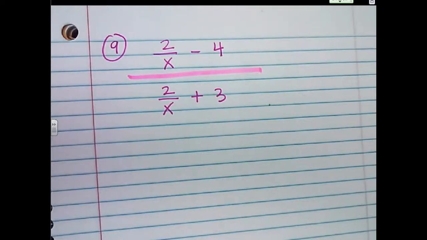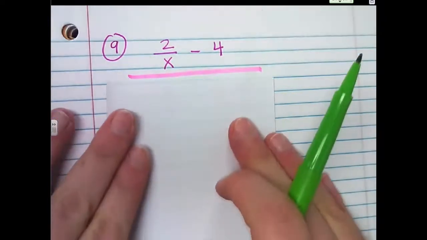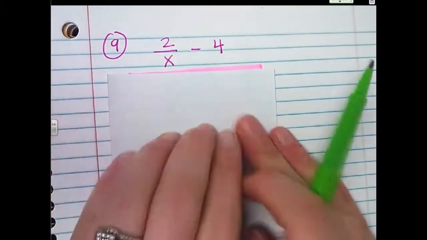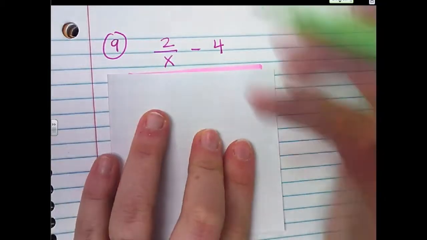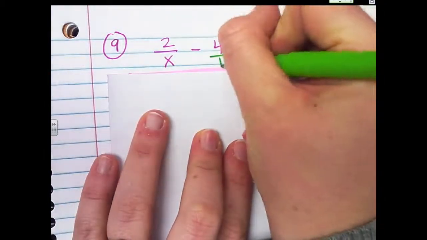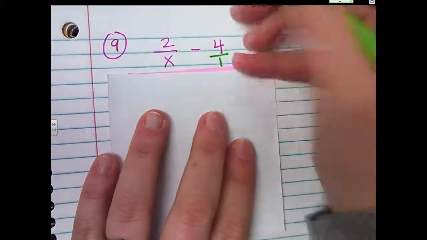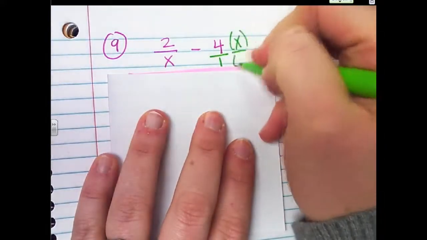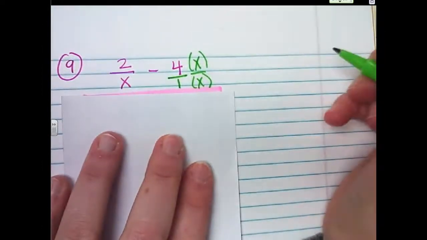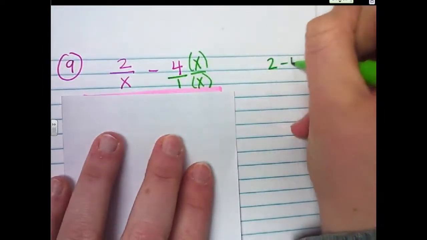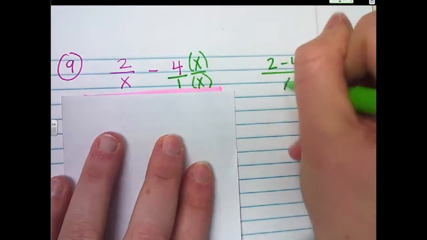So again, just do one part at a time. I'm going to completely cover up the bottom. What's my common denominator on the top? What's the 4 over? One. Yeah, 1. So what's my common denominator? X. So this one needs the x. So if I put just the top together, I get 2 minus 4x over x.